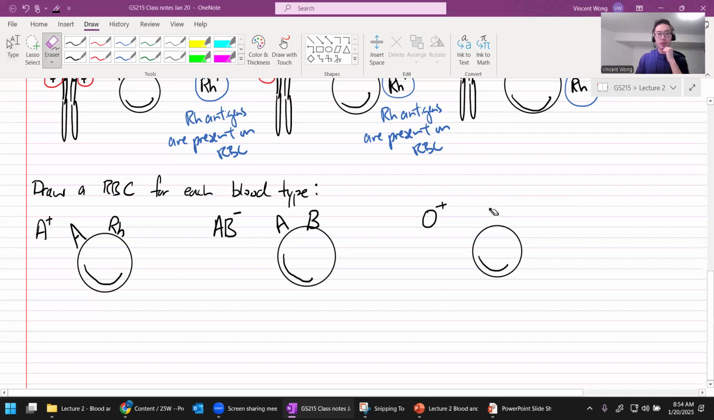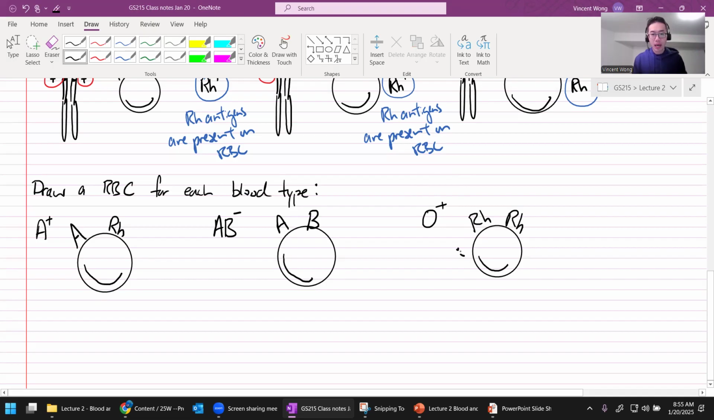Yeah, so in this case, the person is type O. You do not put O on it, okay? There's no such thing as O, right? O is the absence of A and B. So no A, no B, but the person is positive. So we put the RH on. Okay? You can put one RH, two RH, doesn't matter.